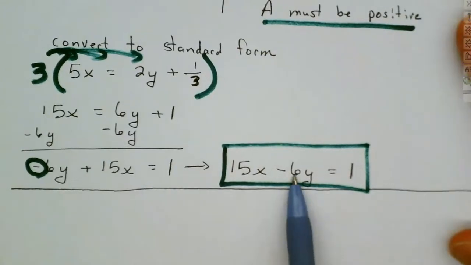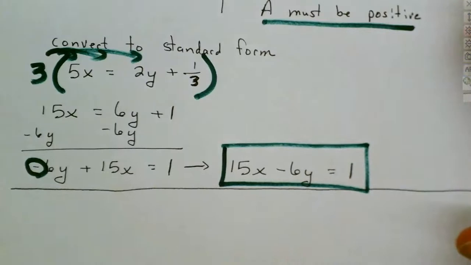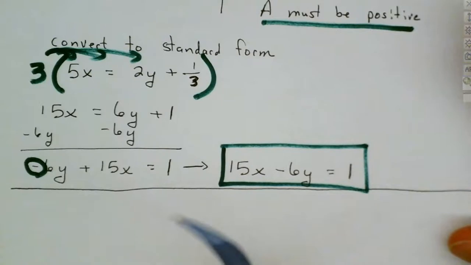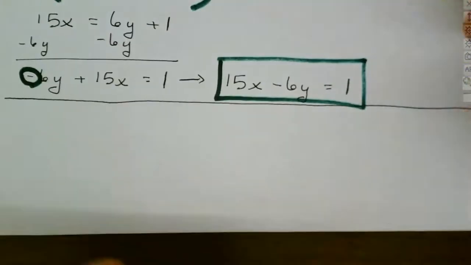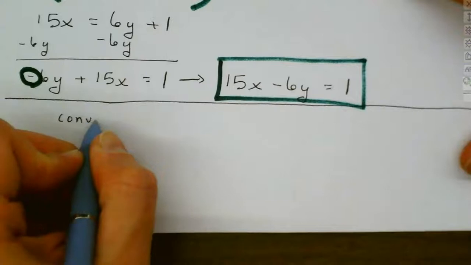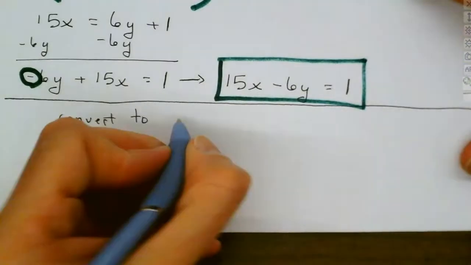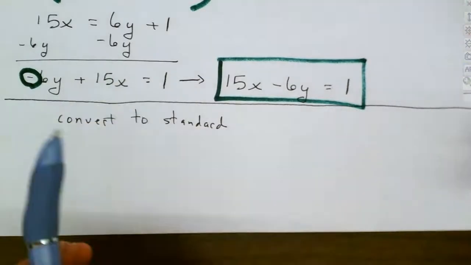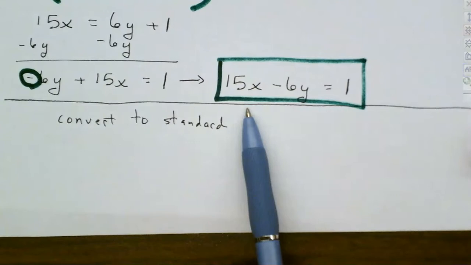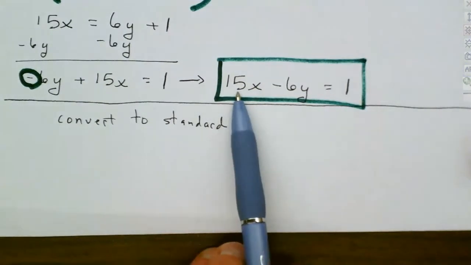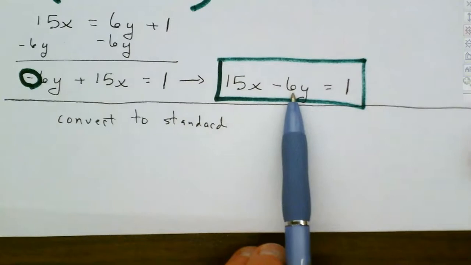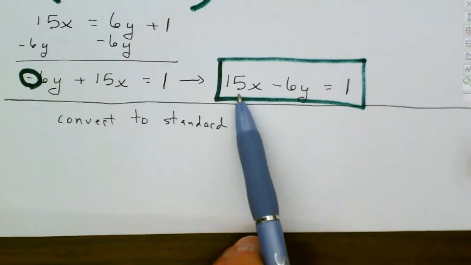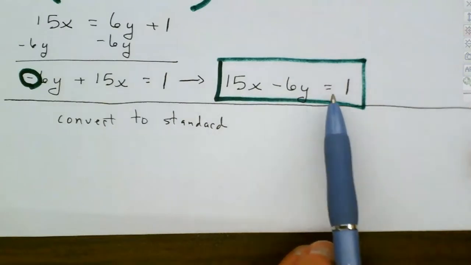That part can be negative. Okay, not a problem at all. It just has to start positive with the x. So you have to make sure that that 15, in this case, is positive. Let's do another one. In this case, this would be your answer in standard form, right? And so your A is your 15, your B is the negative 6, okay? And the C is the 1. And this is it in standard form. So 15x minus the 6y equals 1, okay?